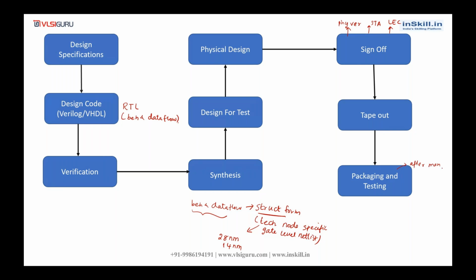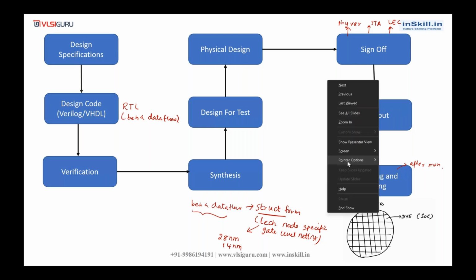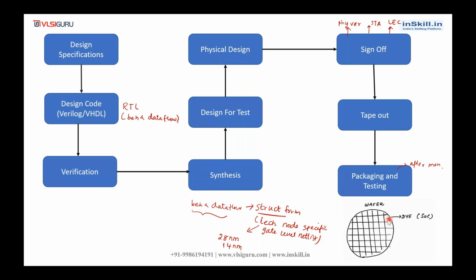So after manufacturing, this is how our chip will look like. This complete full circle is called the wafer, and each small portion is called a die. Packaging means covering this die with a protective layer. And testing means to test whether our chip is good or not, whether our chip is having any manufacturing defects or not. That is what is called testing.